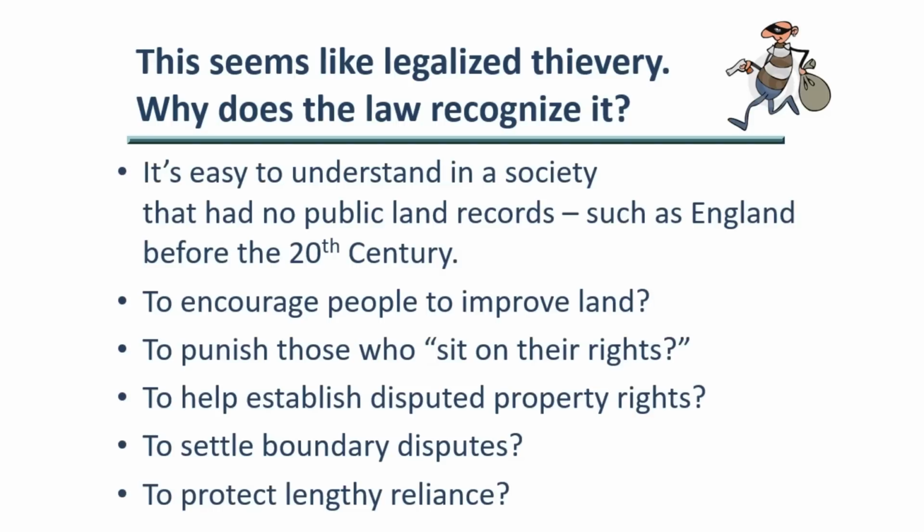Finally, we might say that adverse possession protects lengthy reliance. If you're on a piece of land, even though it doesn't belong to you, for a long period of time, you, your family, your friends, your neighbors will tend to assume that you own it. And so in a way, what adverse possession does is to establish that the reliance of your neighbors and friends, for example, turns out to be correct, that you do end up owning the land, and that means that what they relied upon turns out to be true.